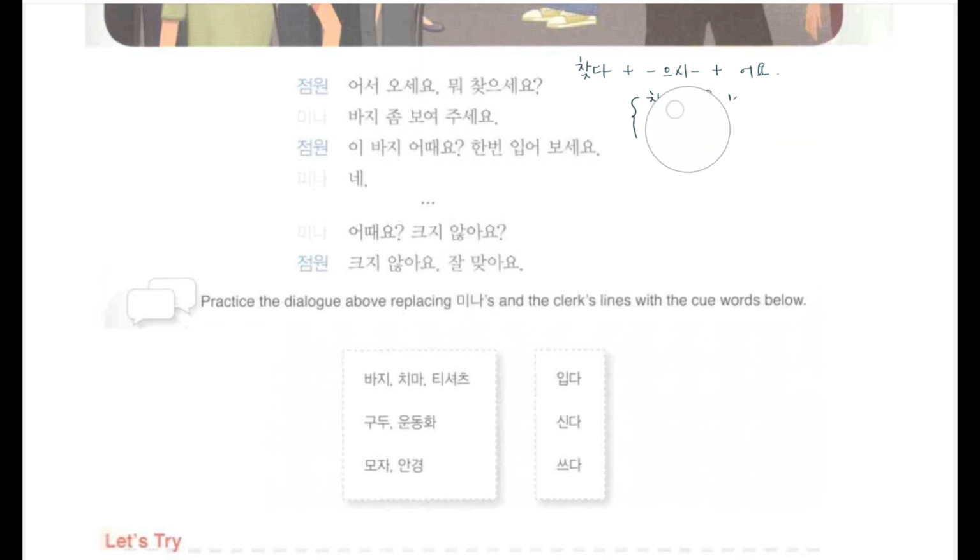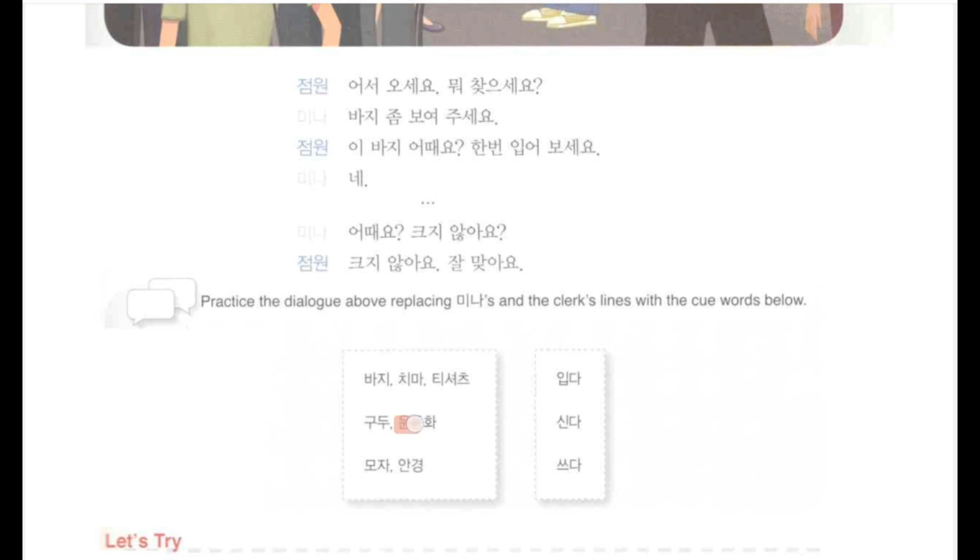Done? 오케이, 우리 practice 합시다. 자, 제가 점원할게요. 여러분이 미나 해주세요. 시작. 어서 오세요. 뭐 찾으세요? 이 바지 어때요? 한번 입어보세요. 크지 않아요. 잘 맞아요. 오케이, this time 제가 미나 할게요. 여러분이 점원 해주세요. 바지 좀 보여주세요. 네. 어때요? 크지 않아요? Very good.